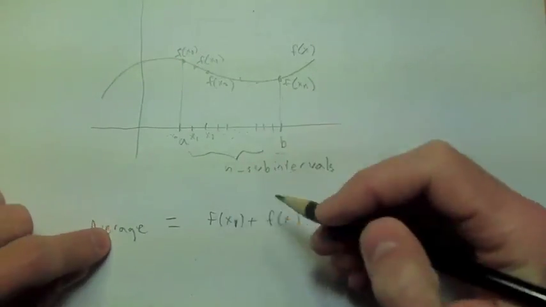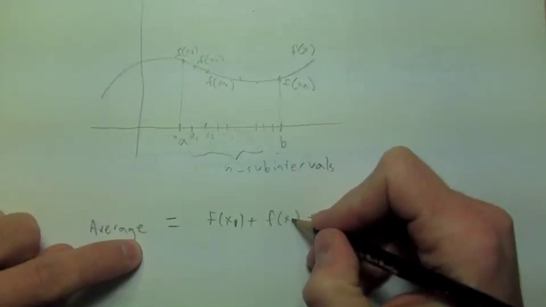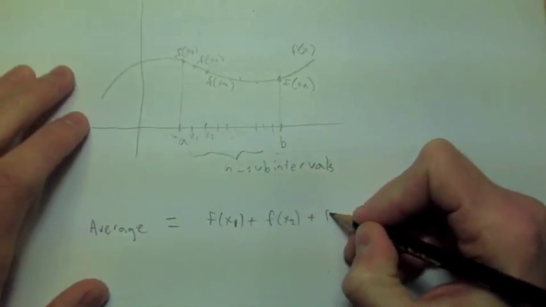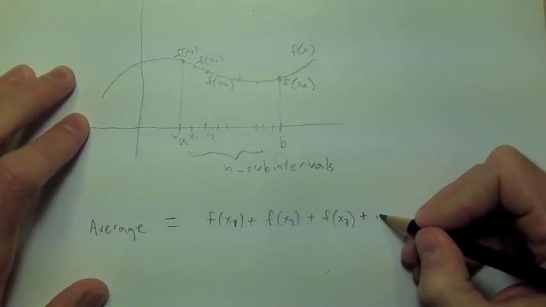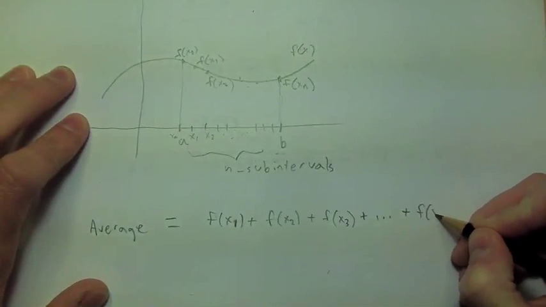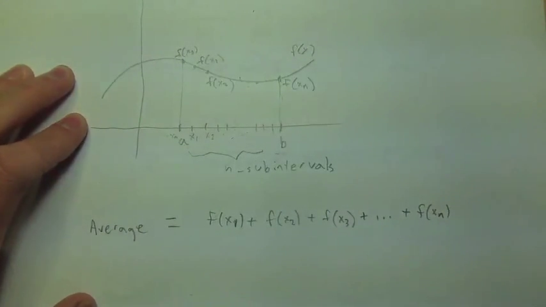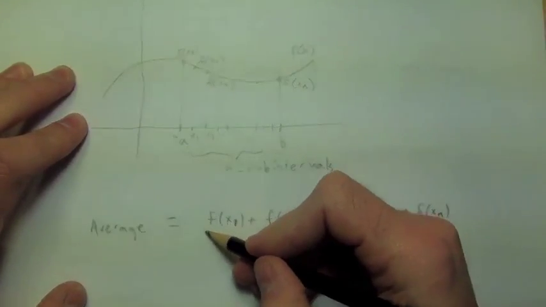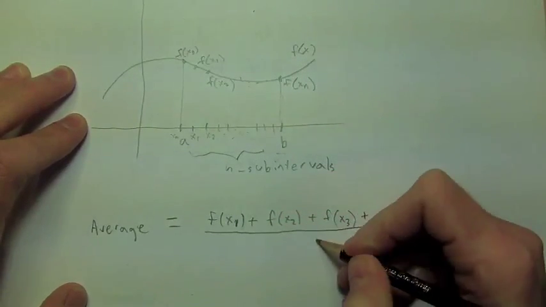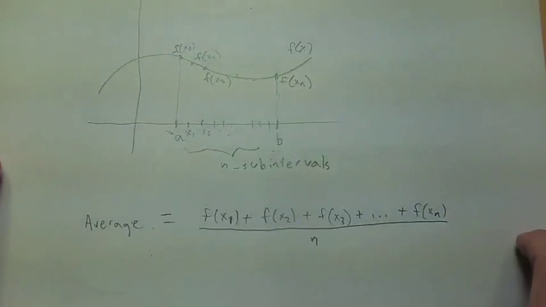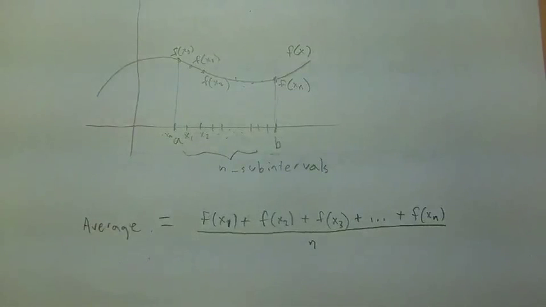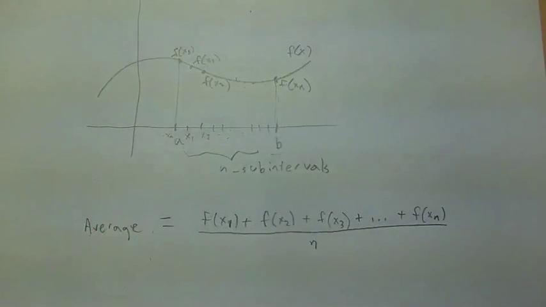Okay, so the average, of course, is going to be f of x sub 1 plus f of x sub 2 plus f of x sub 3, all the way up to f of x sub n. And what do you do to take an average of n items? Well, of course, you divide by n. Right? So that's the average over n subintervals, but what if I want to average all the values of f?